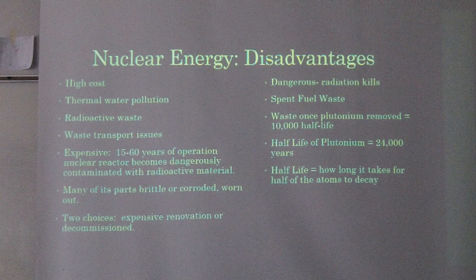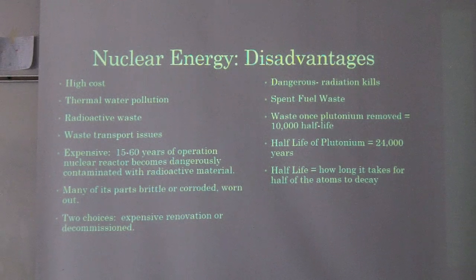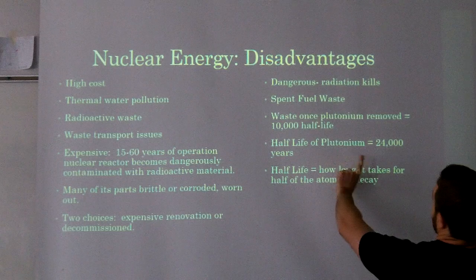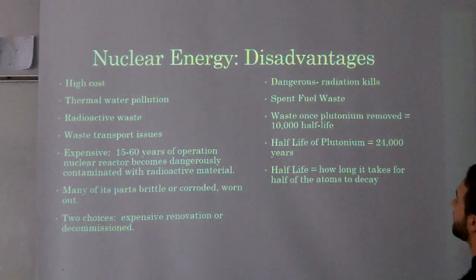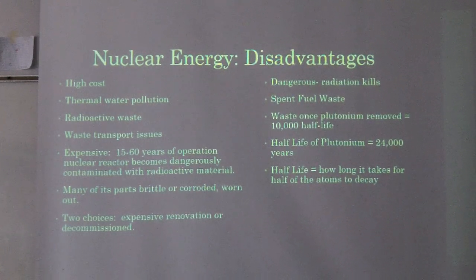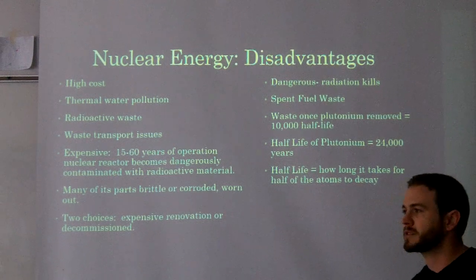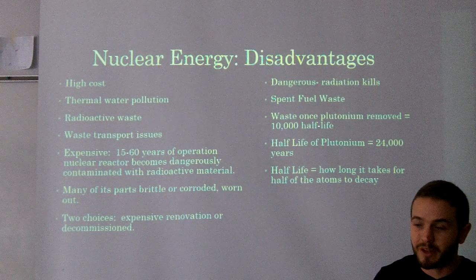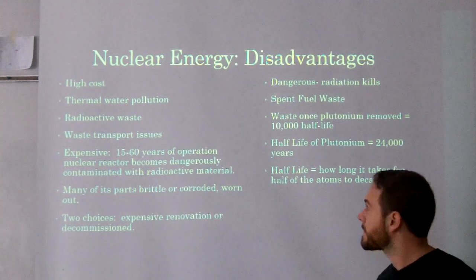Radiation kills. What do we do with the spent fuel rods? Uranium has a half-life of 10,000 years. Plutonium has a half-life of 24,000 years. So this stuff is toxic for 10,000 and 24,000 years. What do we do with it? How do we house it? That's a huge thing to think about.